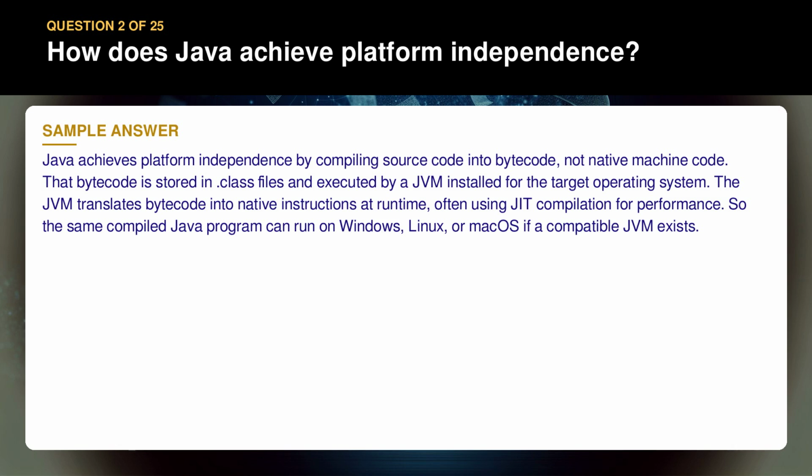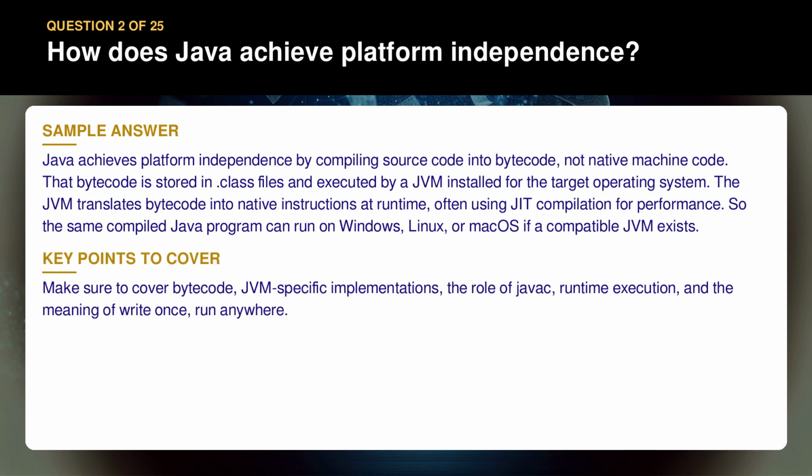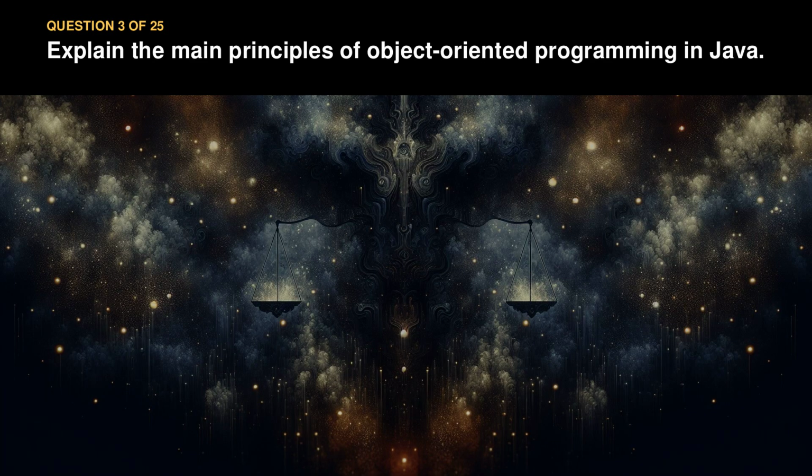The JVM translates bytecode into native instructions at runtime, often using JIT compilation for performance. So the same compiled Java program can run on Windows, Linux, or Mac OS if a compatible JVM exists. Make sure to cover bytecode, JVM-specific implementations, the role of Javac, runtime execution, and the meaning of write once, run anywhere.